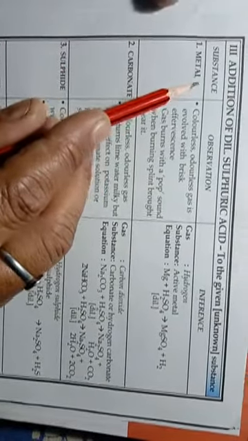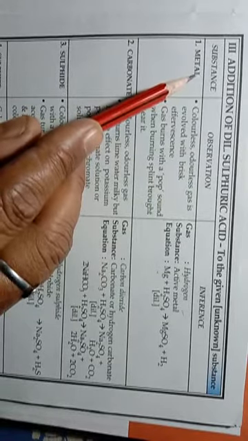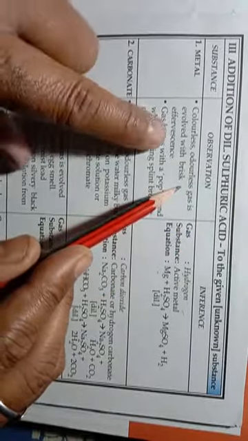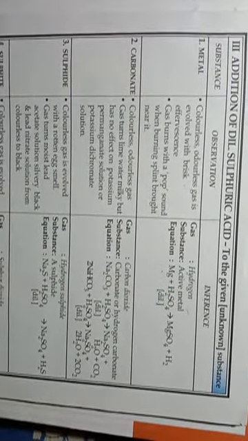So the first heading, substance, observation and inference. A table is given here, and this table has three different parts: substance, observation and inference. So first the substance is given. When a particular substance is added to dilute sulfuric acid, what will be the observations and inferences? Okay, so we will discuss one by one accordingly.